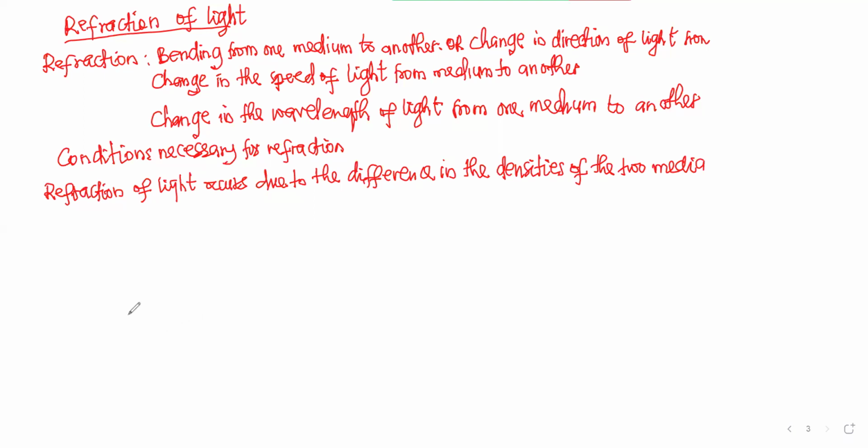All right, let's look at applications of the concept of refraction. Applications of refraction. Yes, can you share with me practical applications of refraction of light around us?